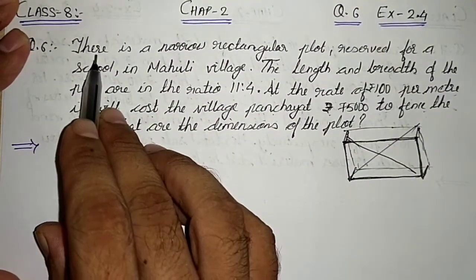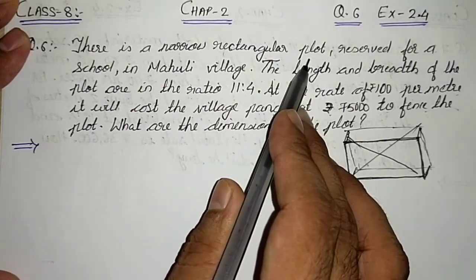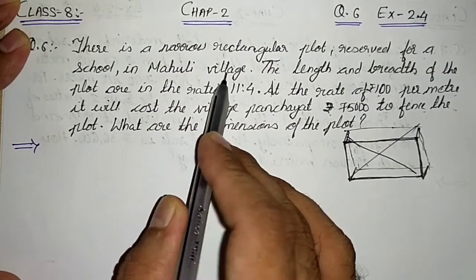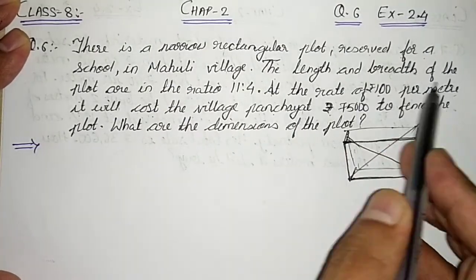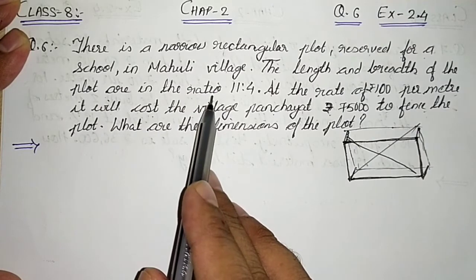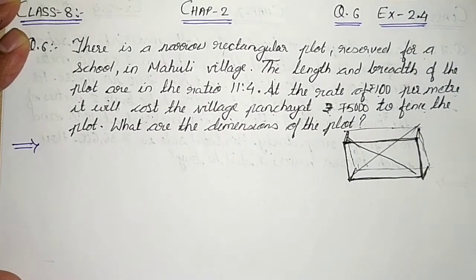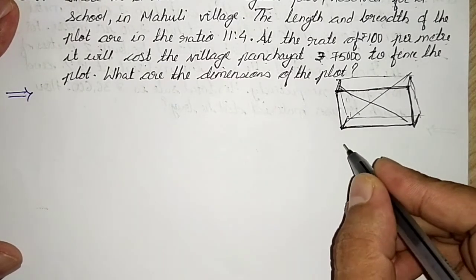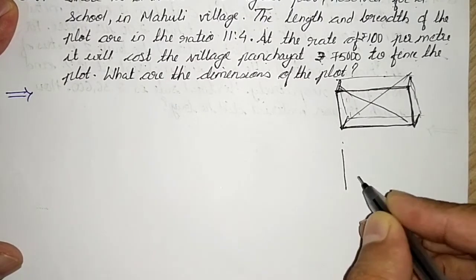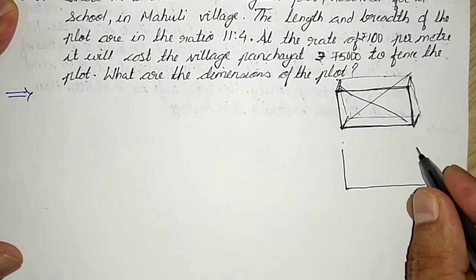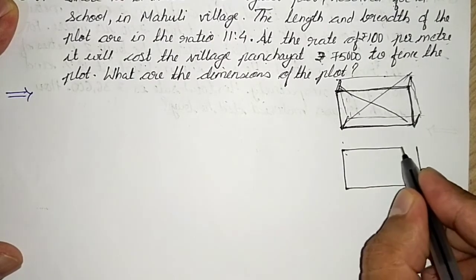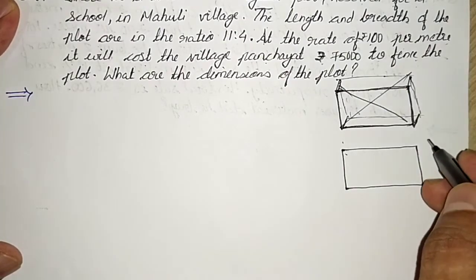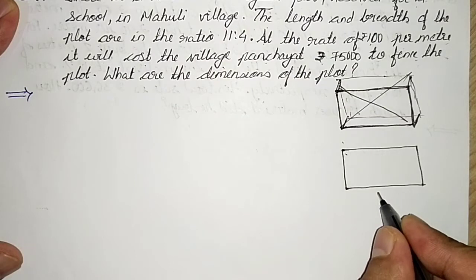Question number 6 says there is a narrow rectangular plot reserved for a school in Mahuli village. The length and breadth of the plot are in the ratio 11:4. Students, there is one village named Mahuli village. There, one plot in the shape of a rectangle is reserved for a school, whose length and breadth are given in ratio.